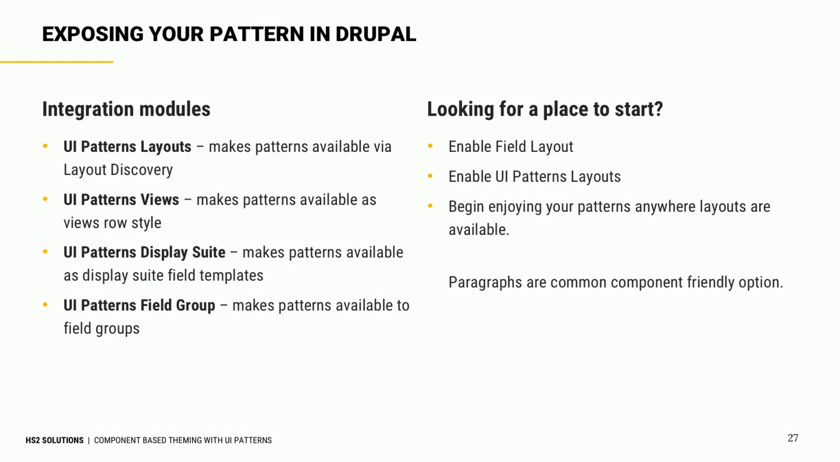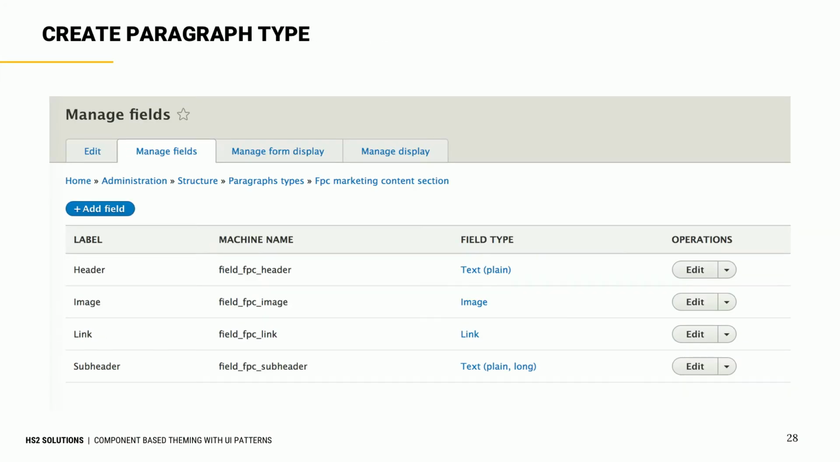So I'd say that if you're looking for a place to start, maybe you're trying out this module for the first time, I would enable Field Layout and enable the UI Patterns Layouts module. And then anywhere that layouts are exposed in Drupal, you'll see your patterns as well, and you can pick them. And a lot of the examples that we're looking at today also use paragraphs, which are a nice component-friendly option, but in no way is this tied to paragraphs. You can use them in view modes, etc. But this example does use paragraphs.